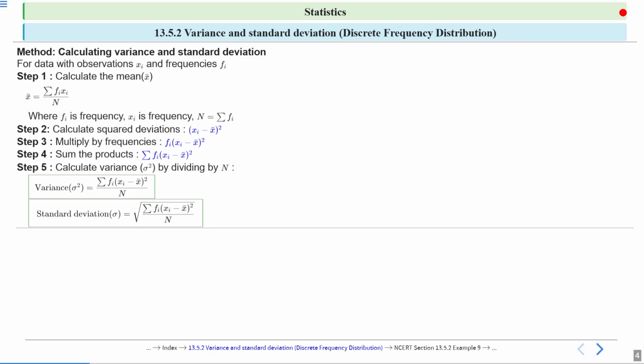And another important measure in statistics is standard deviation. So standard deviation is just the square root of the variance. So the standard deviation is sigma equal to square root of sum of fi times xi minus x bar whole squared divided by n.